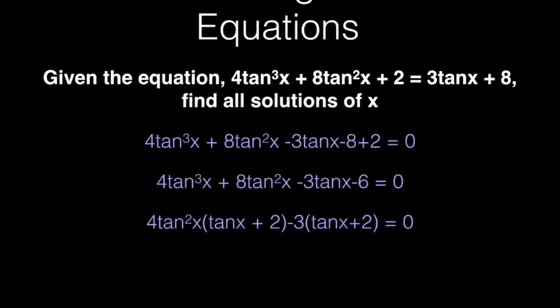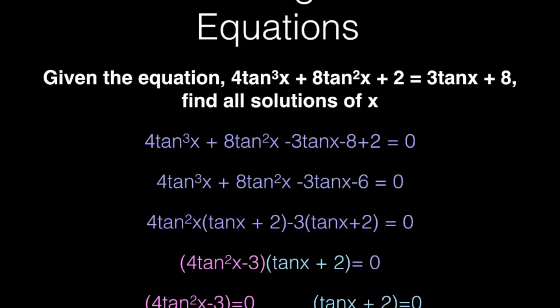If we look at the negative 3 tan x minus 6, if we factor out negative 3, we get negative 3 times tan x plus 2. Both of the parts have a tan x plus 2, so we factor out tan x plus 2. So then we get 4 tan squared x minus 3 times tan x plus 2 is equal to 0. Again, we equate the factors to 0. So 4 tan squared x minus 3 is equal to 0, and tan x plus 2 is equal to 0, and we try to solve for tan x.